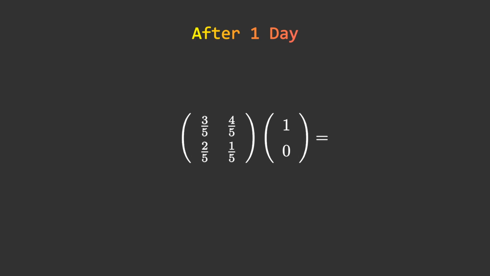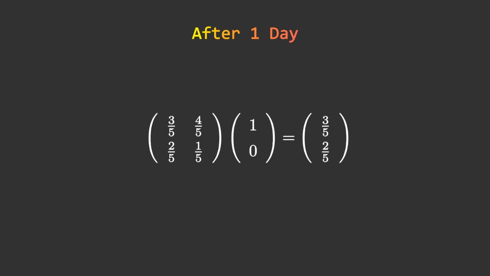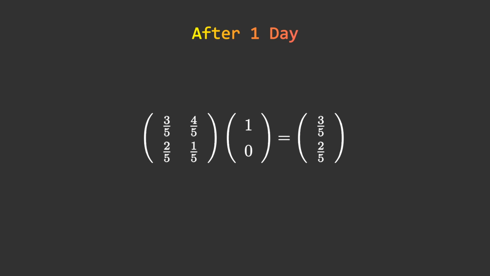Now we can simply perform a matrix multiplication of the Markov matrix by our constructed column vector to give us the probabilities of raining and not raining on day 1. Hence, we will get 3 out of 5 and 2 out of 5 respectively.